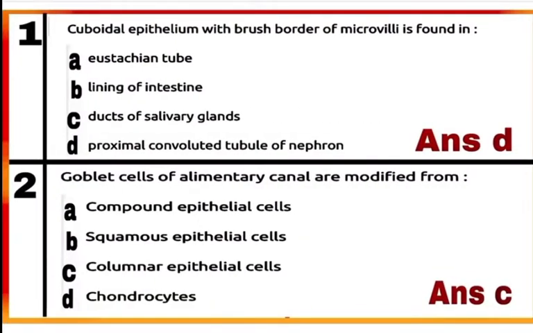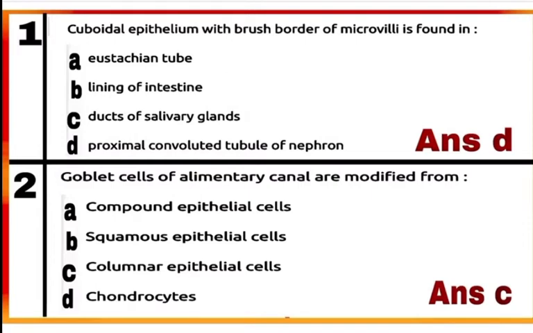Question number 1. Cuboidal epithelium with brush border of microvilli is found in option D, in proximal convoluted tubule of nephron. Nephron is the functional unit of kidney, and cuboidal epithelium having cube-like cells with microvilli are present in proximal convoluted tubules of nephron.